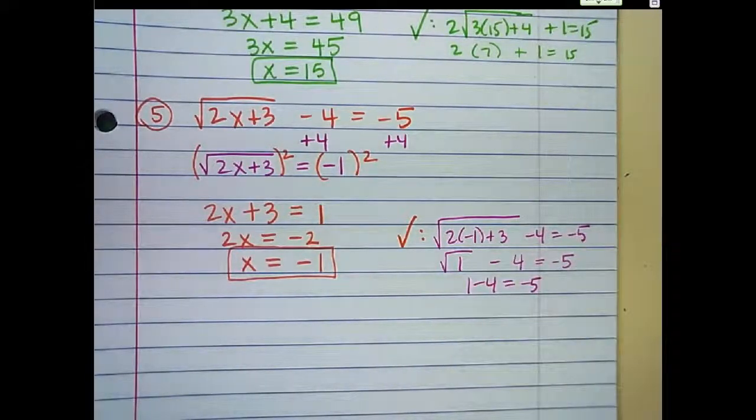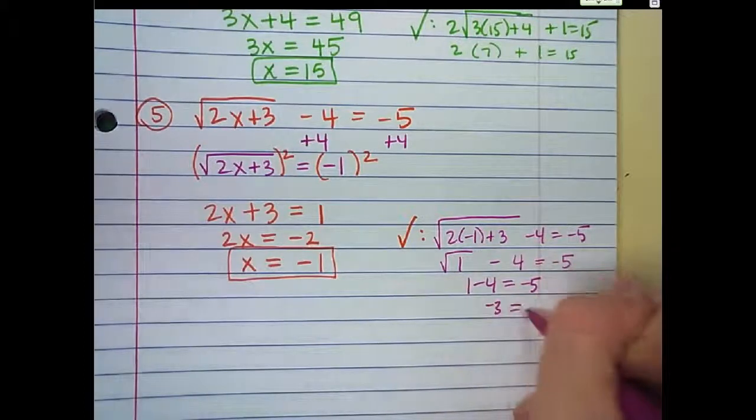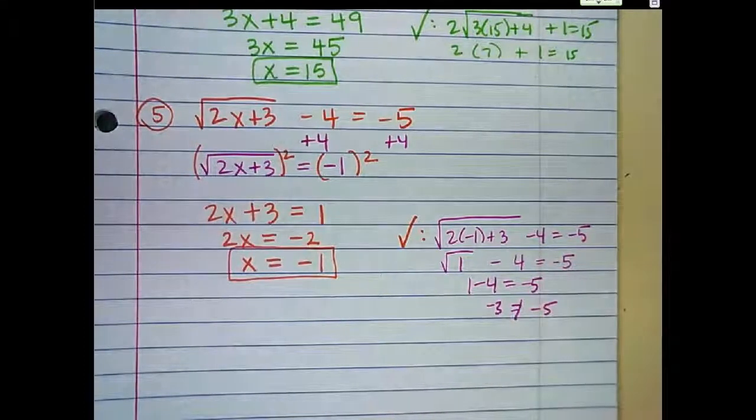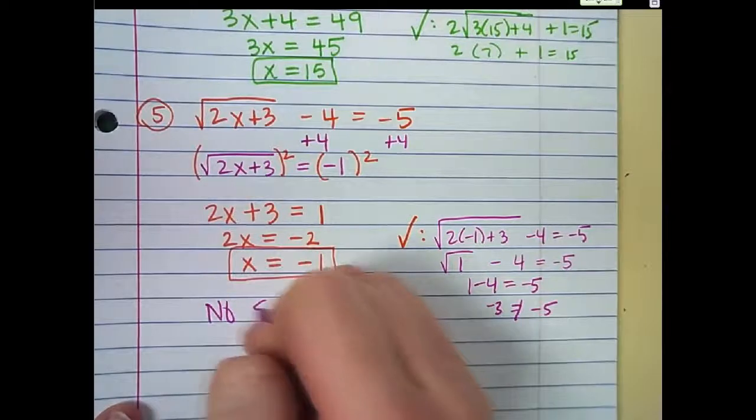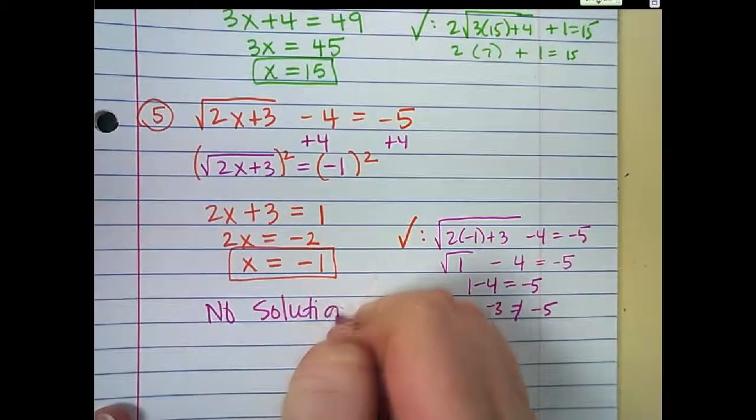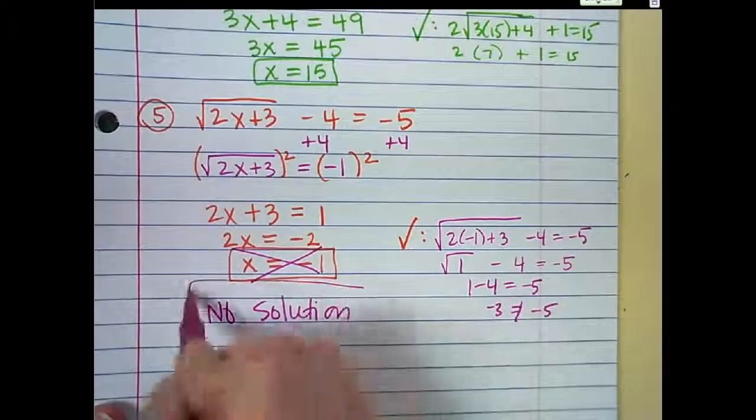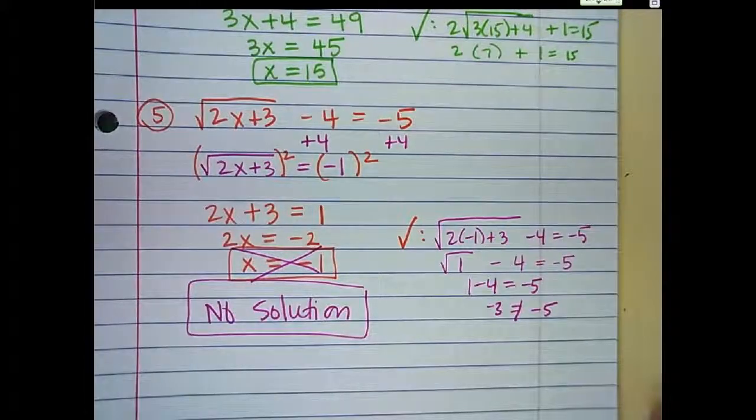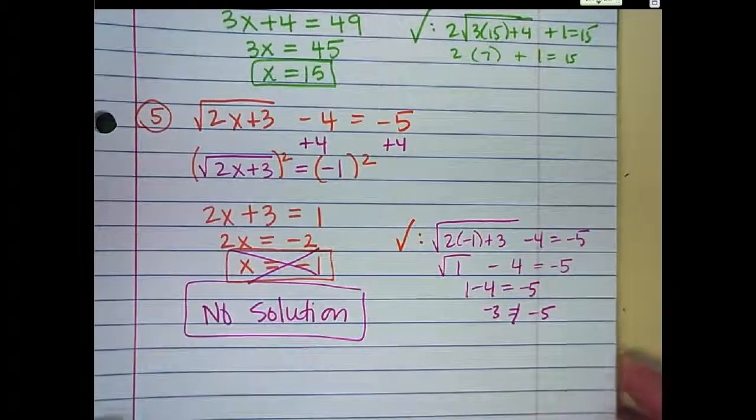Did it work? No. I got negative 3, not equal to negative 5. So no solution. Okay, did anyone see right at the beginning when we started it that it was no solution?